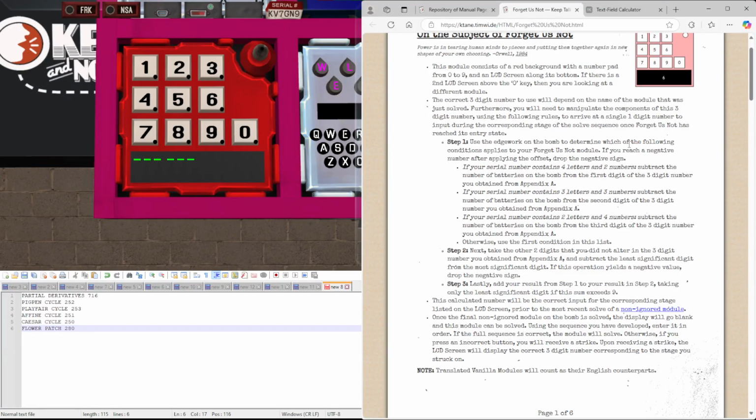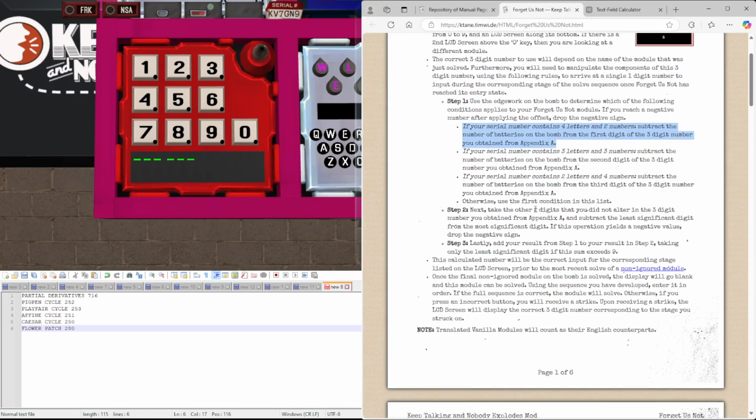You need to work on the bomb to determine which Affine conditions apply. If your serial number contains 4 letters and 2 numbers, yes. Subtract the number of batteries on the bomb from the first digit. Subtract the number of batteries on the bomb, so none. The first digit is a 3-digit number, so we're just going to take the first digit.